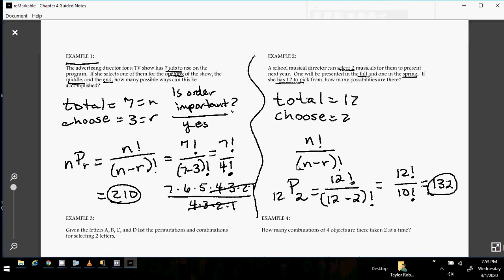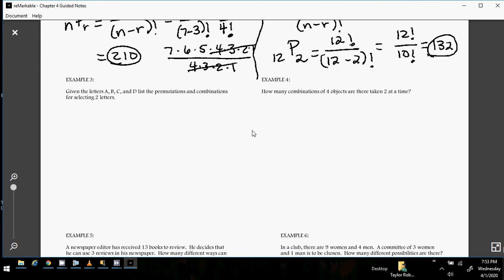Alright, so moving on. Example 3 is not as big of an issue. Just know that there's a difference between permutations and combinations. So I'm going to move ahead to example 4.